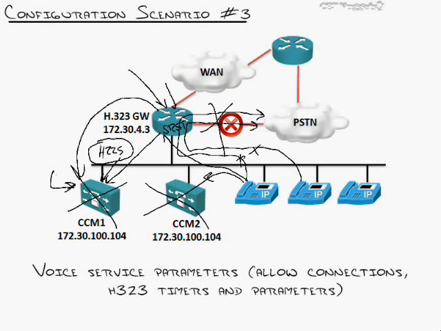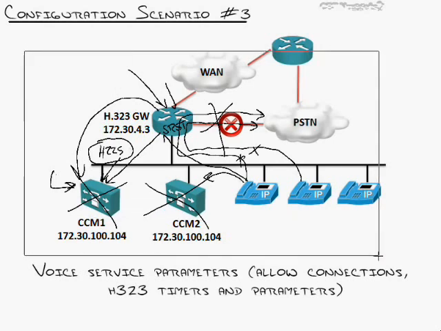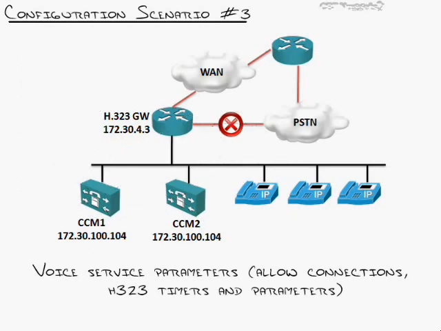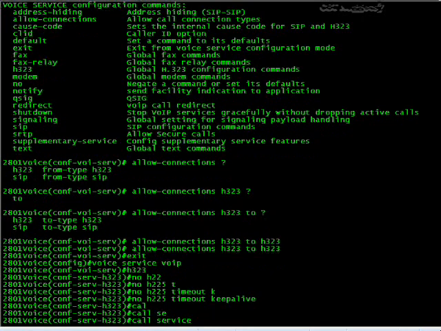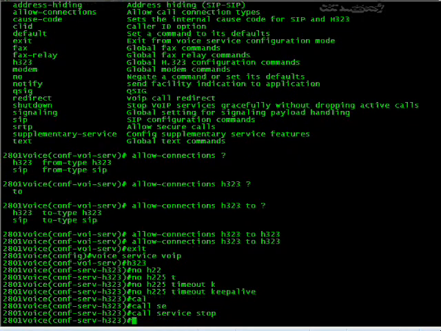The last two parameters are truly miscellaneous commands. They don't really fit into this scenario specifically, but you may end up using them at some point in your voice career. Just stash them in the memory banks, throw them on a notepad or something for future reference. The first one is from this H323 configuration mode. Move into voice service, voice over IP, hit H323, and the first miscellaneous parameter is call service stop. That's pretty straightforward and self-explanatory.